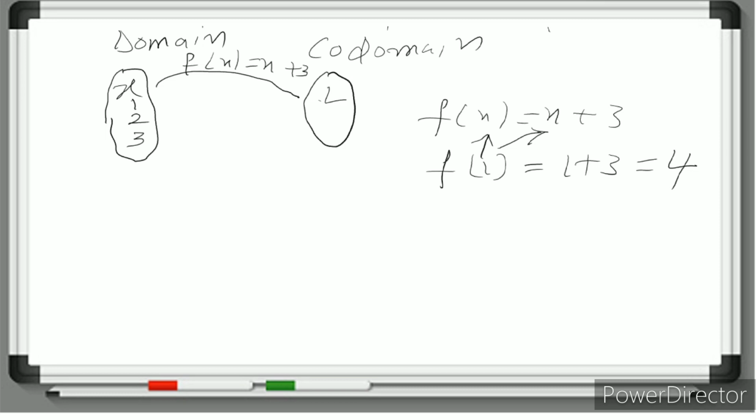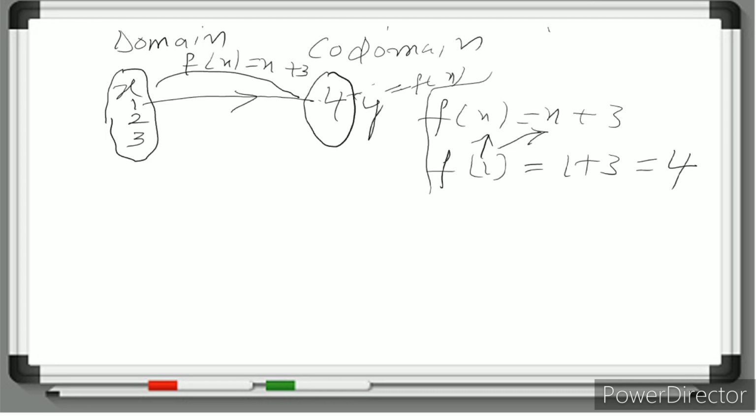So I got 4. So we say 1 maps to 4. So f at 1 is 4, and this value 4 I got, we call it y, or we also call it f of x. y is nothing but it is equal to f of x.